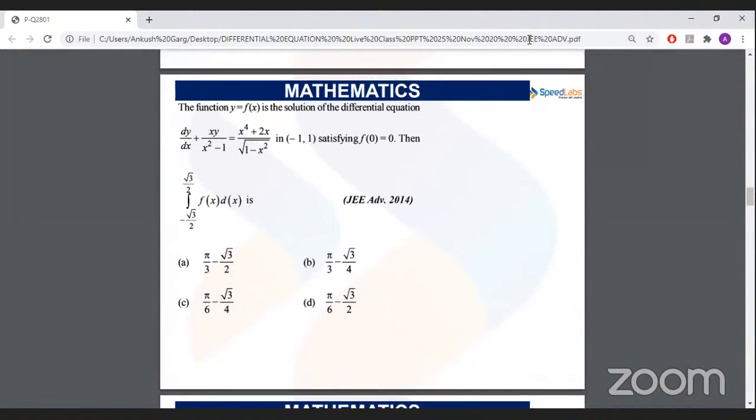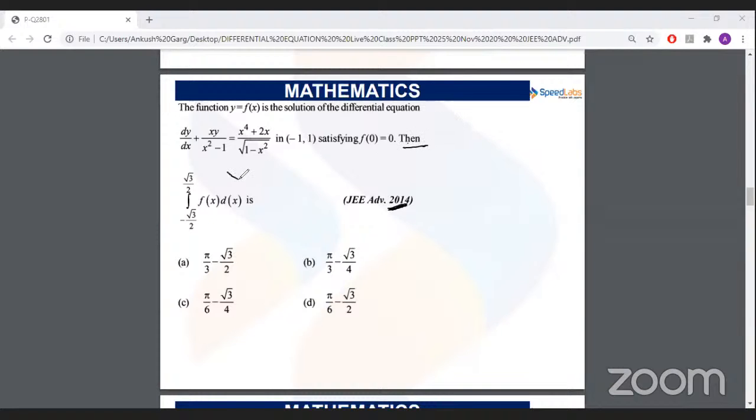All right, let's solve a question of your JEE Advanced 2014. Very good question, not too tough. The function y equals f of x is a solution of this particular differential equation. In the first look, you can quickly see this is a linear differential equation.